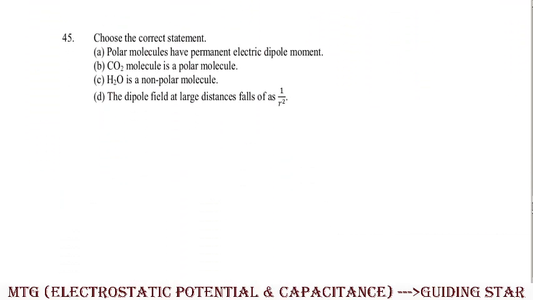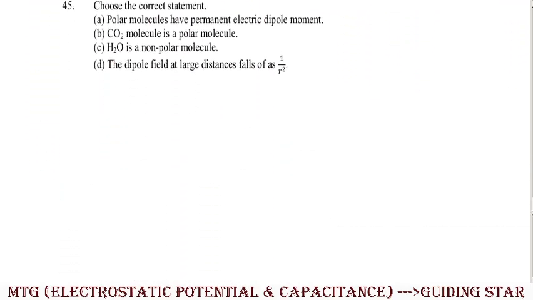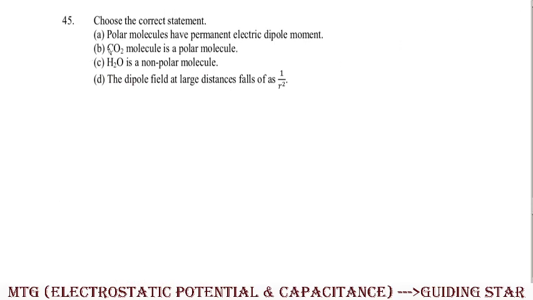Okay, so moving to the next one, choose the correct statement. Clear? Here in question number 45, polar molecules have permanent electric dipole moment. Just now we have discussed that HCl is a polar molecule, so they must have dipole moments. Okay, that is correct. Next, CO2 molecule is a polar molecule, that means carbon dioxide.